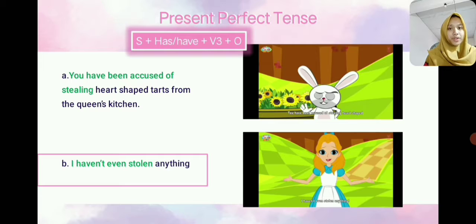Number 2, I haven't even stolen anything. I is subject, haven't even stolen is have not plus verb 3, anything is object. Alice explained to the king that she haven't even stolen anything. This means that from the past until the present, Alice haven't even stolen anything.